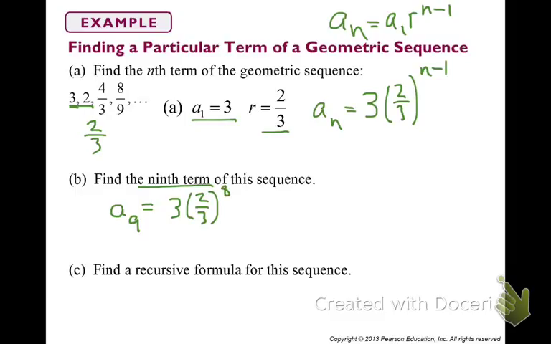Very good. Do you see we're doing the same thing we did with arithmetic? That our term is always one less than the... Perfect. Okay. So now let's take your 2/3, raise that to the 8th power. So let's leave 3 on the outside. What is 2 raised to the 8th power? 256. And what is 3 raised to the 8th power?